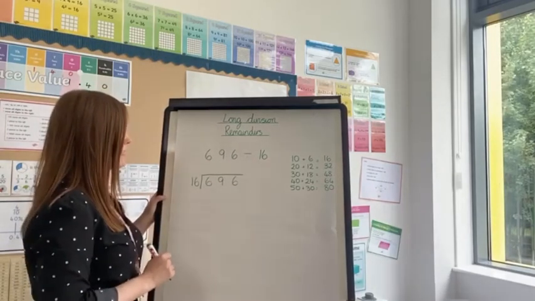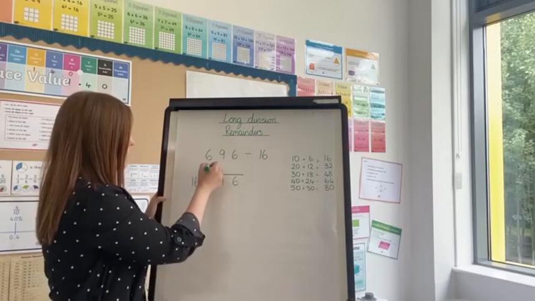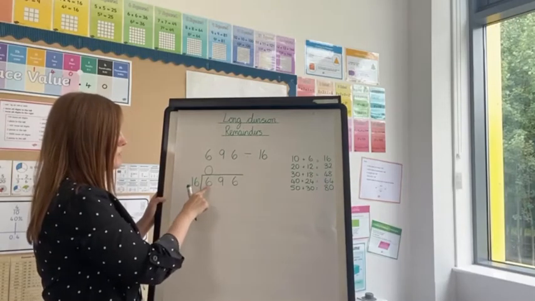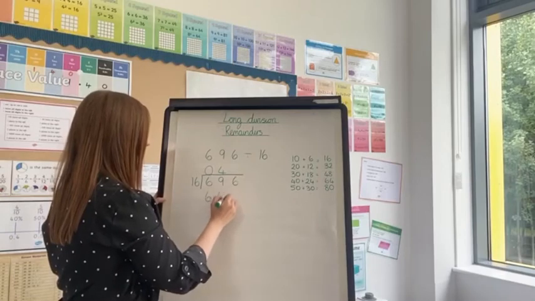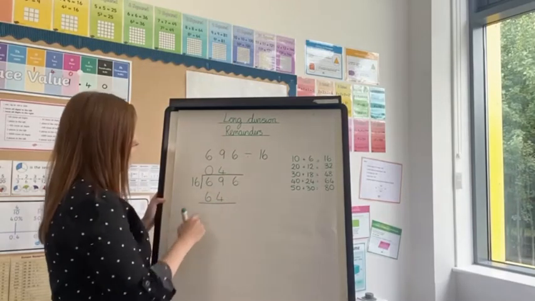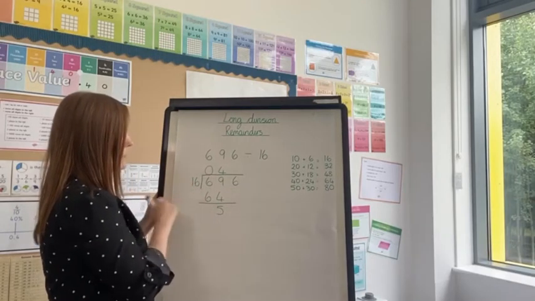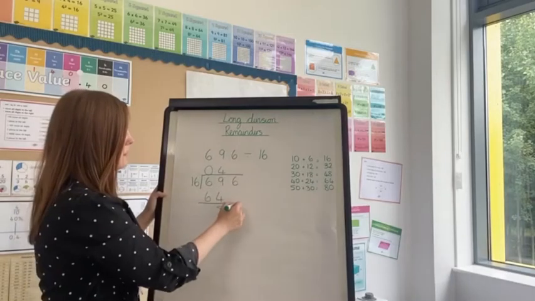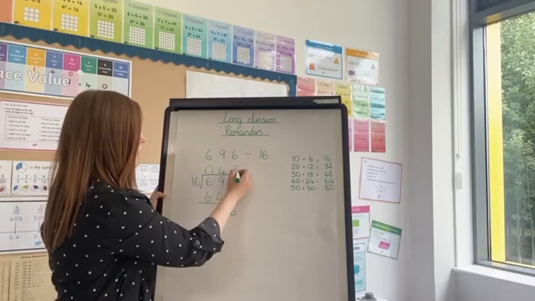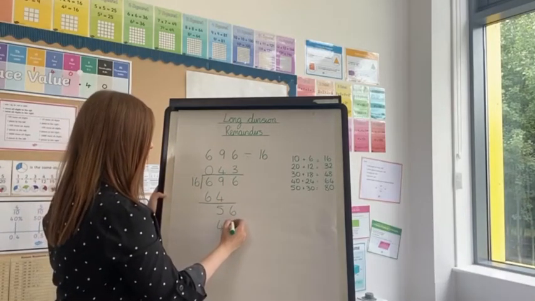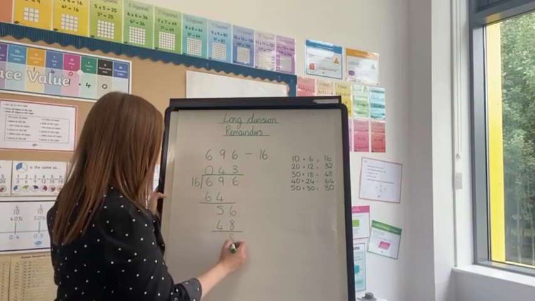696 divided by 16. I've got my multiples ready. How many times does 16 go into 6? 0. How many times does 16 go into 69? 4. Put my 64 underneath. Draw my line, calculate the difference, which is 5. How many times does 16 go into 5? It doesn't, so I bring down my 6. How many times does 16 go into 56? 3, which was 48. Draw my line, calculate the difference, which is 8.